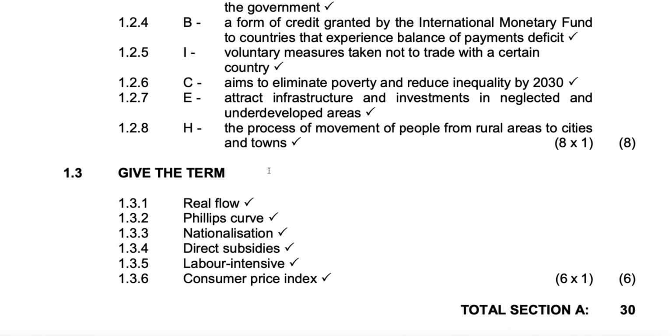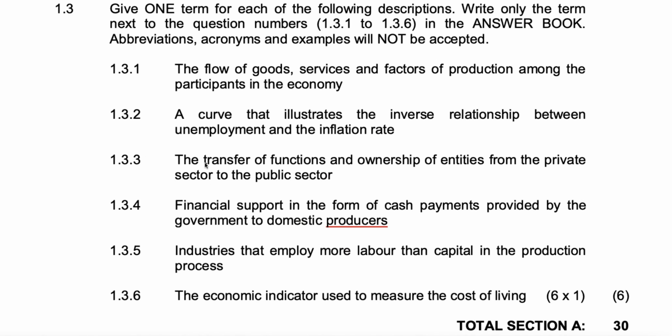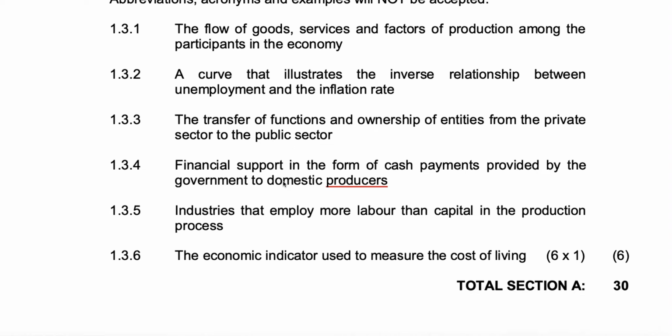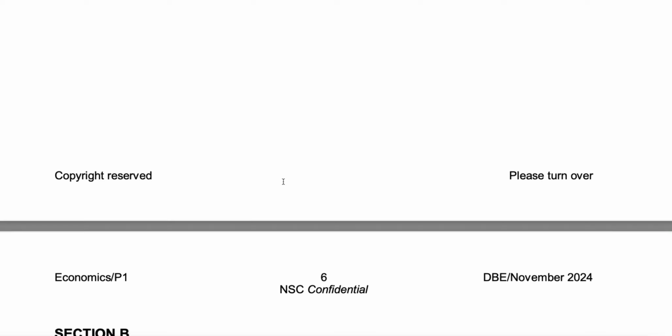Okay, let's look at our answers. So we have real flow, Phillips curve, nationalization, direct subsidies, labor intensive, consumer price index. Let me see nationalization. The transfer of functions from private to public. Yes, it's nationalization. I think when I said it, I said privatization. That was a mistake, because from the private sector to the public sector, that's nationalization. And I even mentioned the word.